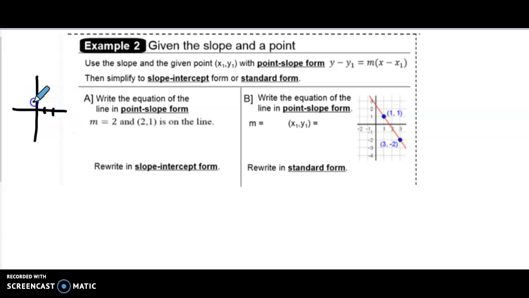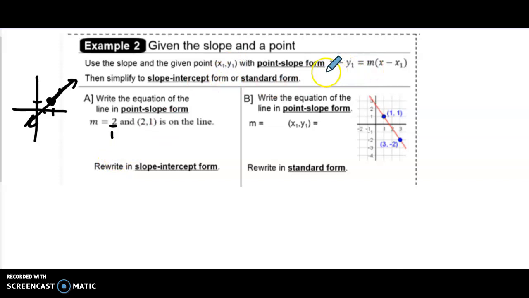If it goes through the point 2, 1, and it has a slope of 2, okay, that means I go up 2 over 1. I have something like this. All right, so I know this point, but I don't know exactly where it's crossing the y-intercept. It looks like maybe in the negative area, but I'm not sure. That was just a quick sketch.